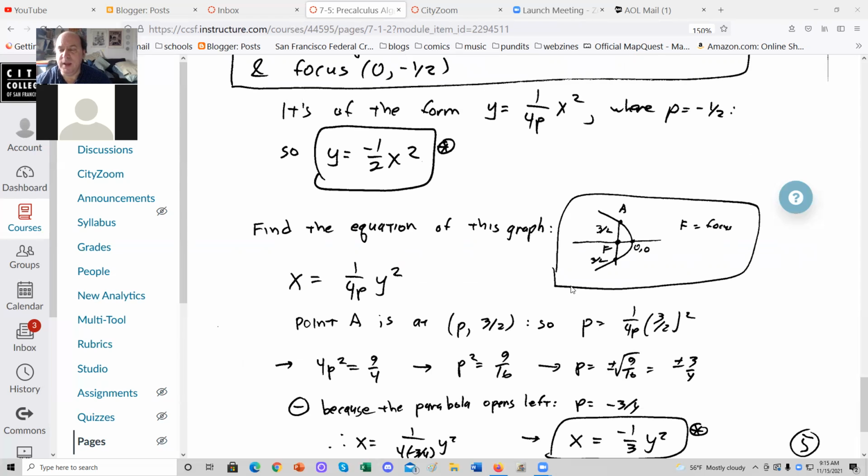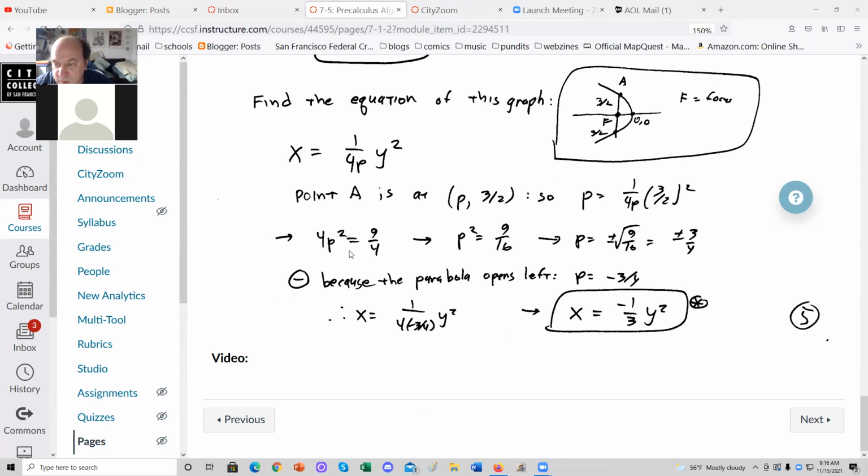Now here we have a graph. The vertex is at (0, 0). We go up to a focus, go left and right 3 halves. Now, all right, since it's opening horizontally, that means x is 1 over 4p y squared. Now, here we have this point A at (p, 3 halves). So if you plug it into the equation, p equals 1 over 4p times 3 halves squared. 4p squared equals 9/4. p squared equals 9/16. p equals plus or minus root 9 over 16, or plus or minus 3/4.